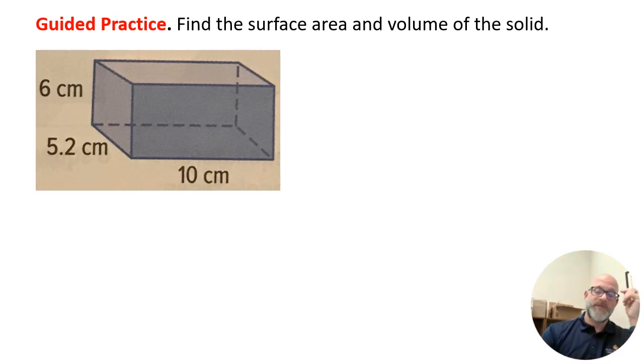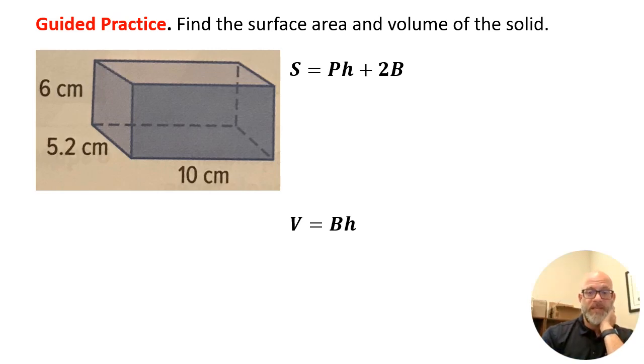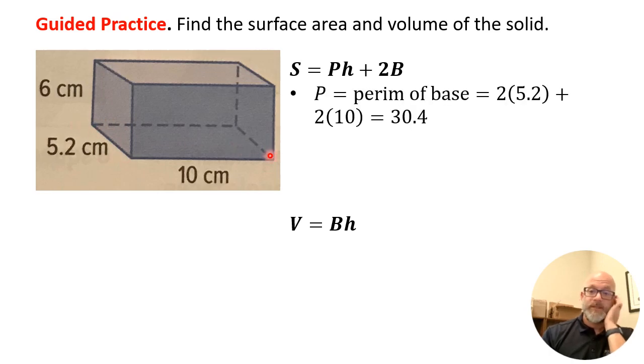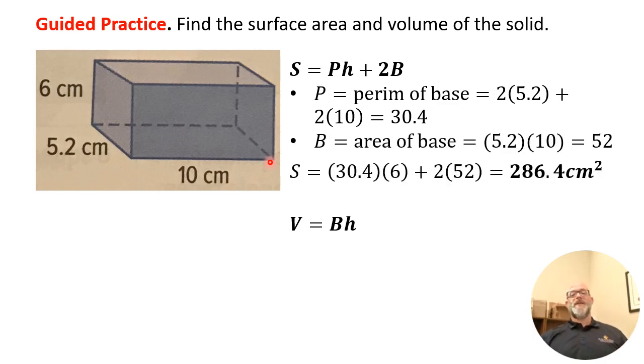All right, try the surface area and volume of the solid. Pause it and give it a shot. All right, we're coming back. Let's see how you did. Formula, Ph plus 2B. What does P stand for? Perimeter of the base. Base a rectangle, so 2 lengths plus 2 widths, which is 30.4. The height is just right here, 6. And what's B stand for? Area of the base. That's just length times width, or 52. So we got 286.4 square centimeters.